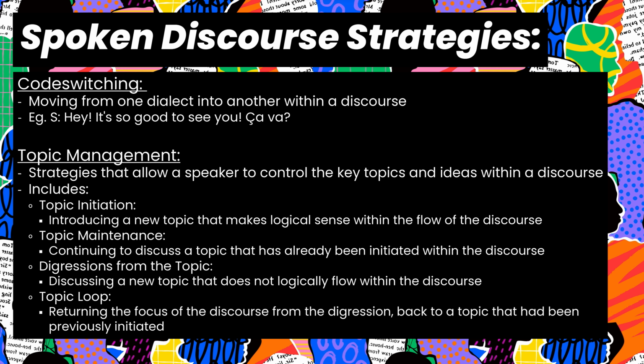But if we can somehow get this discourse back to a logically following topic, then we form a topic loop. And in fact, if we move from talking about that Jetstar social media post to returning back to our discussion of the elements of topic management, then we're forming a topic loop. We're returning the focus of the discourse back from the digression to a topic that had been previously initiated and is a topic that follows logically within a discourse on a specific field.